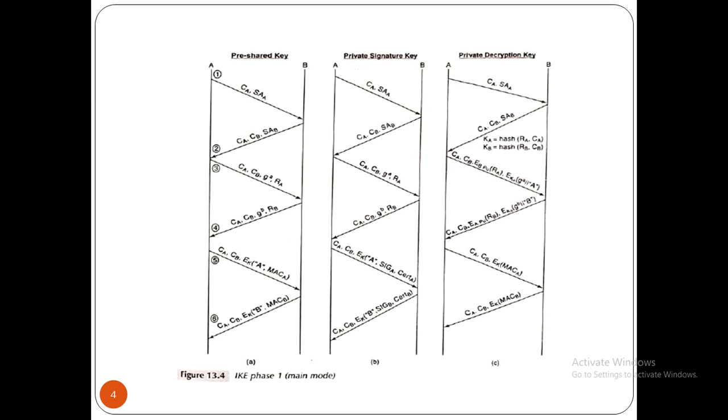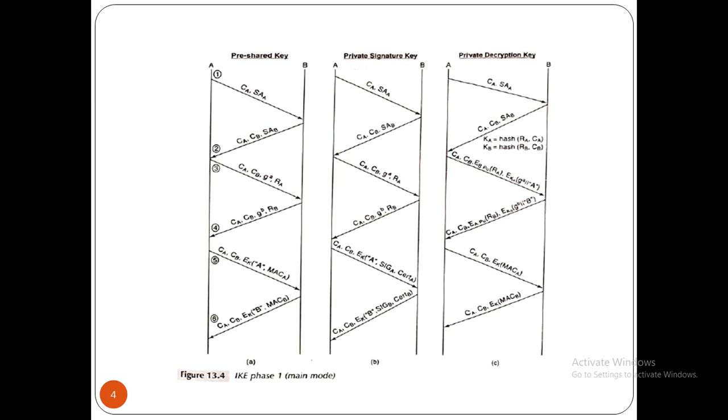Now both parties authenticate themselves to each other by exchanging such information. Cookies are created at the start of phase 1 and serve the purpose of an IKE connection identifier. So the cookies here serve the purpose of a connection identifier.